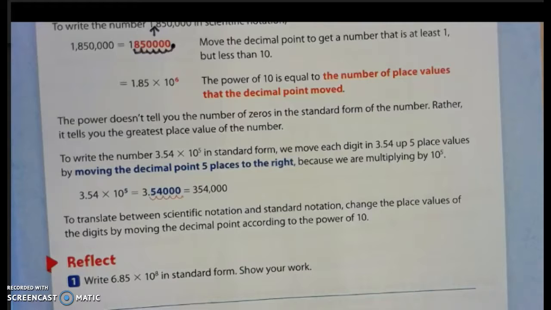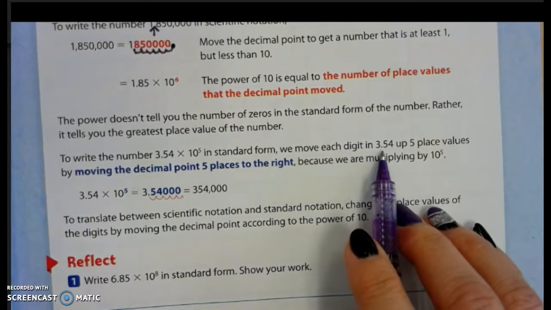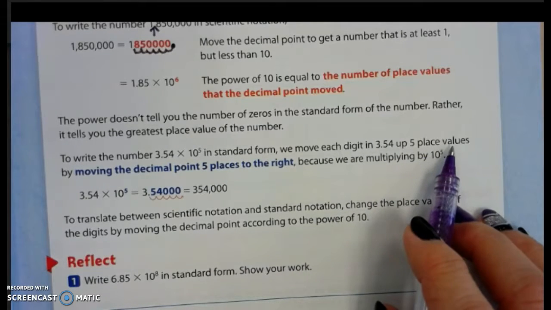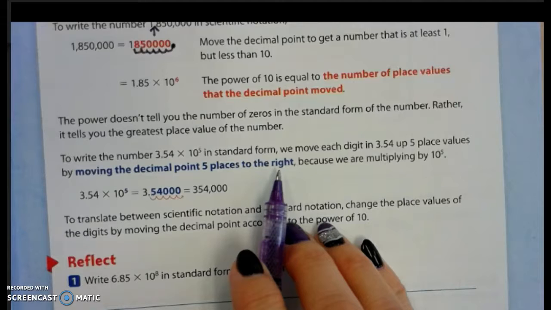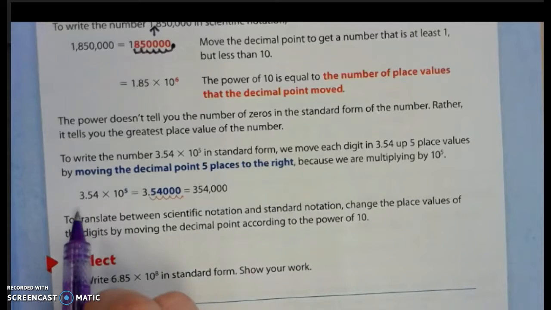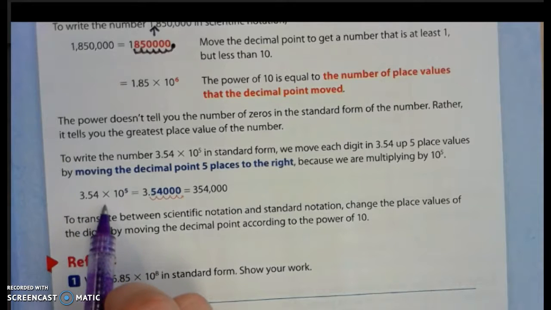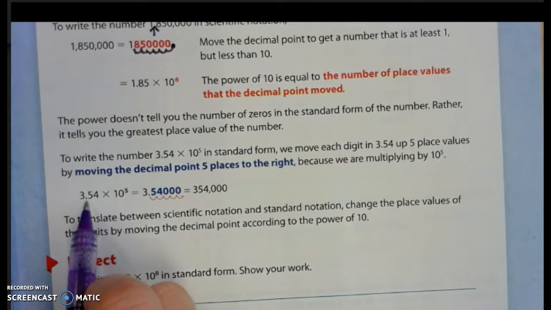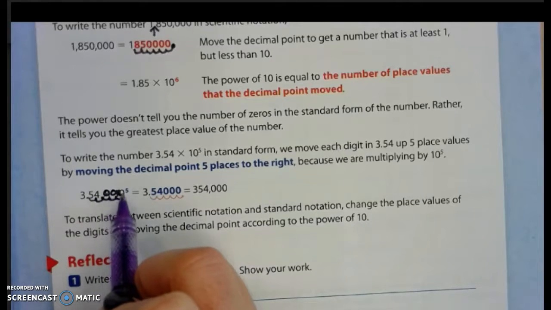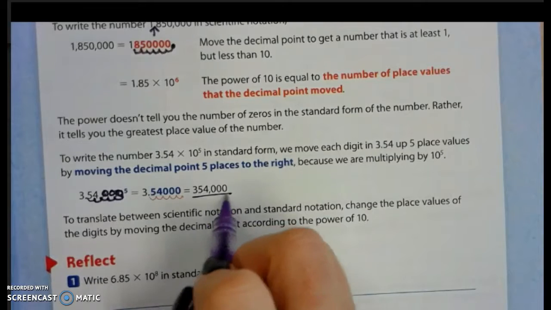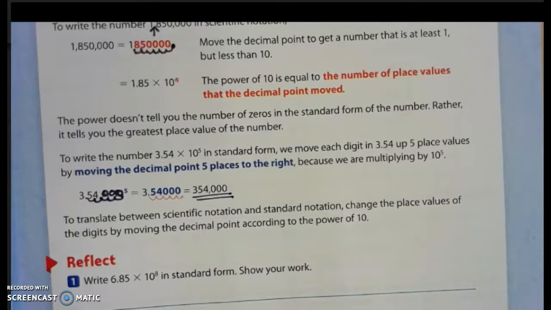To write 3.54 times 10 to the 5th in standard form, we move each digit in 3.54 up 5 place values by moving the decimal point 5 places to the right, because we are multiplying by 10 to the 5th. So you would take that original number. This one's changing the other way. We're going from scientific to standard. We're going to start here at this 3.54, and we're going to move 5 decimal places. 1, 2, 3, 4, 5. Now, in those gaps, you fill in zeros. That's where they got all those extra zeros, giving you 354,000.